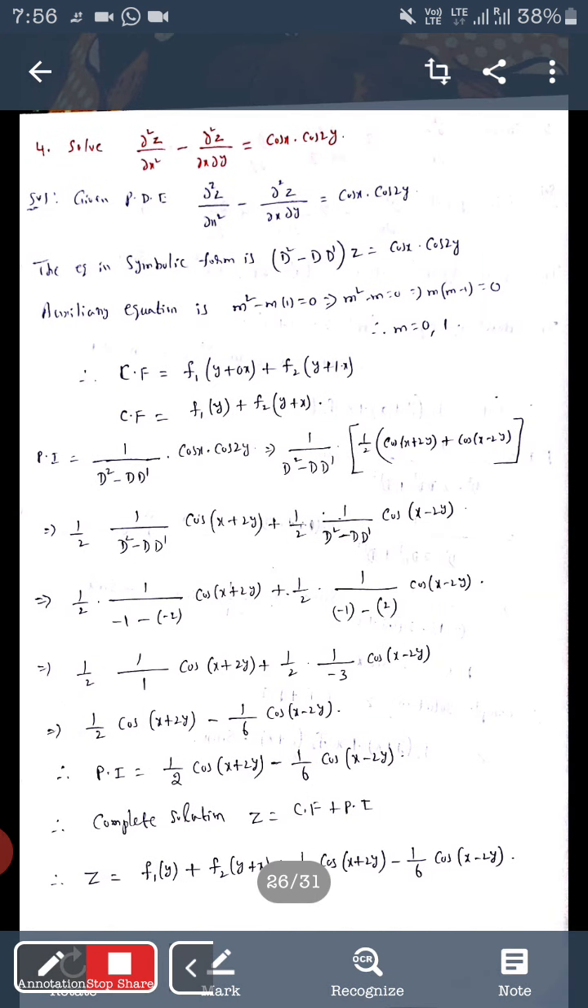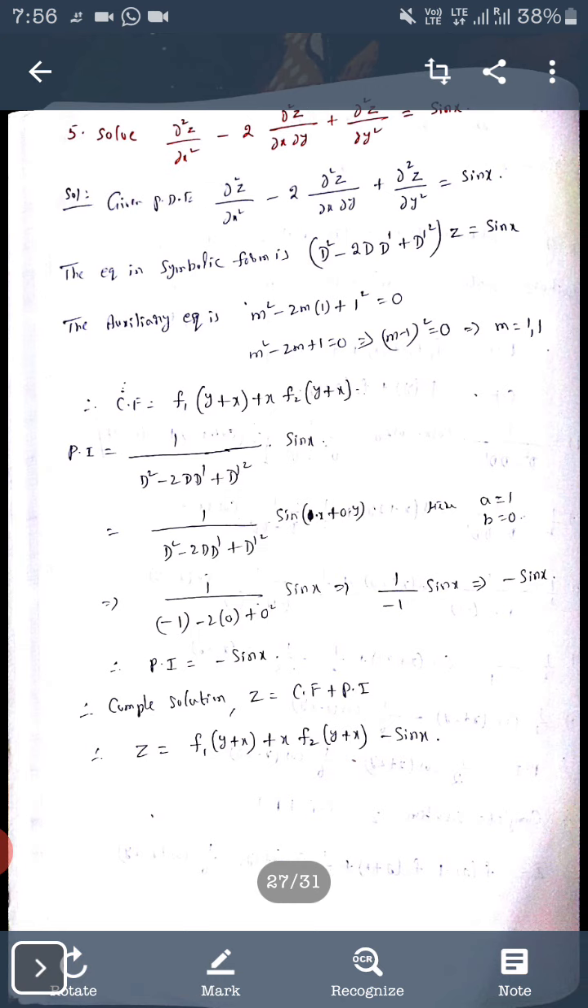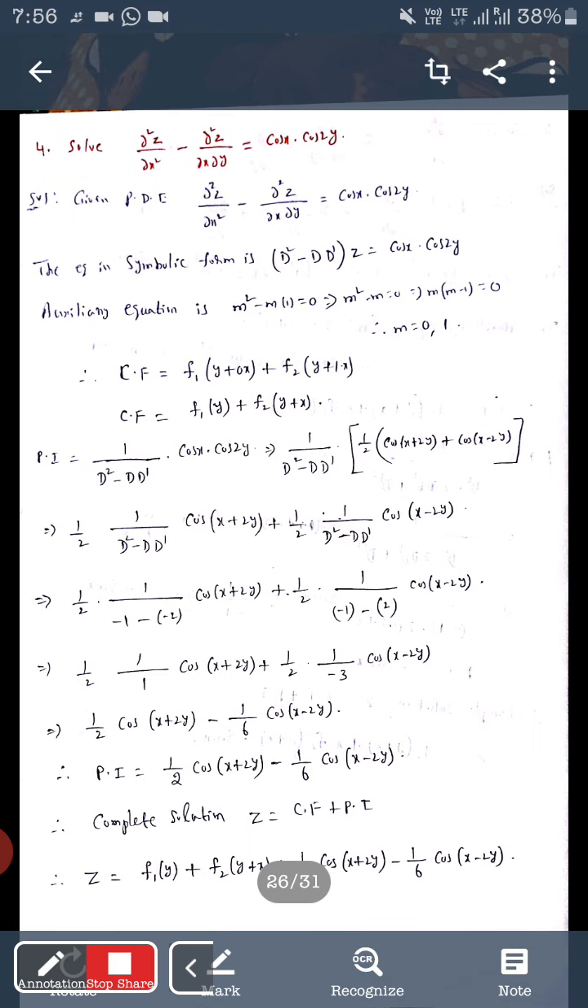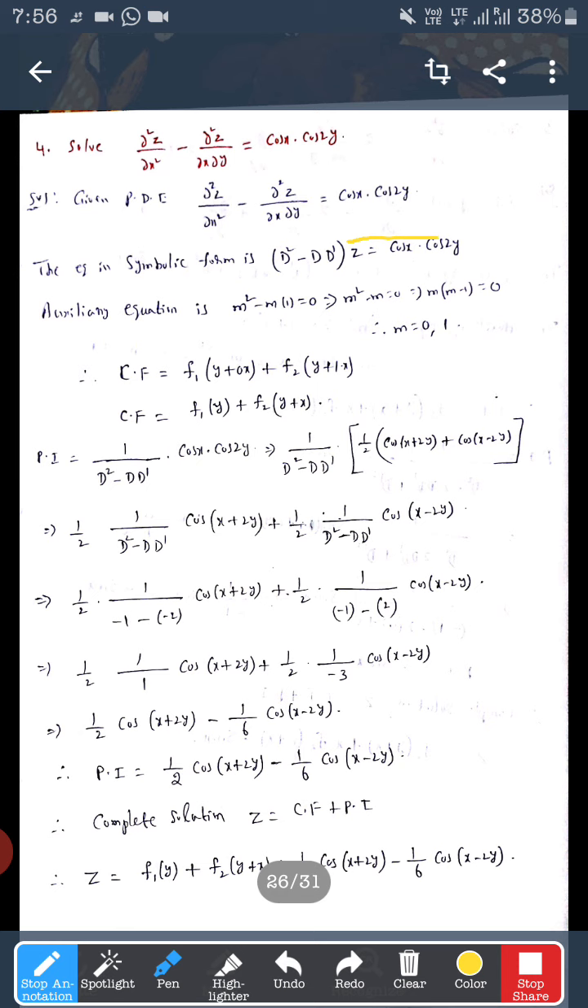So this is another example. Here also on the right hand side we have cos x into cos 2y. Therefore, we change into standard form by using this formula. Here also same. In place of D, we write m, D' is 1. Therefore, these are the roots: m is equal to 0, 1. Therefore, 0 and 1 are the roots. Therefore, f1 of y plus f2 of (y plus x). This is the complementary function.